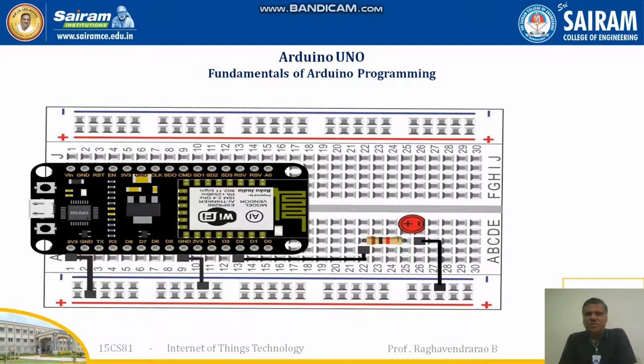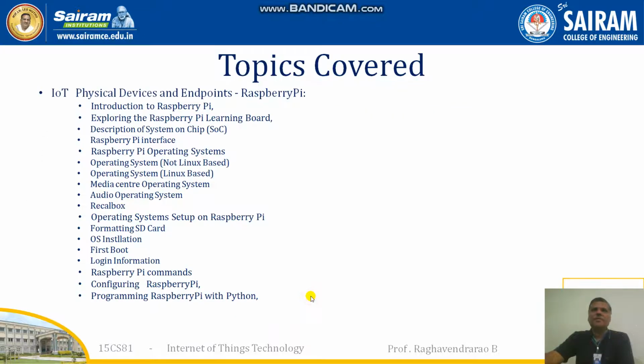So this is the board configuration. You can see all these things. Okay. This is the Arduino board. So that covers the Arduino information. Now let us see that.